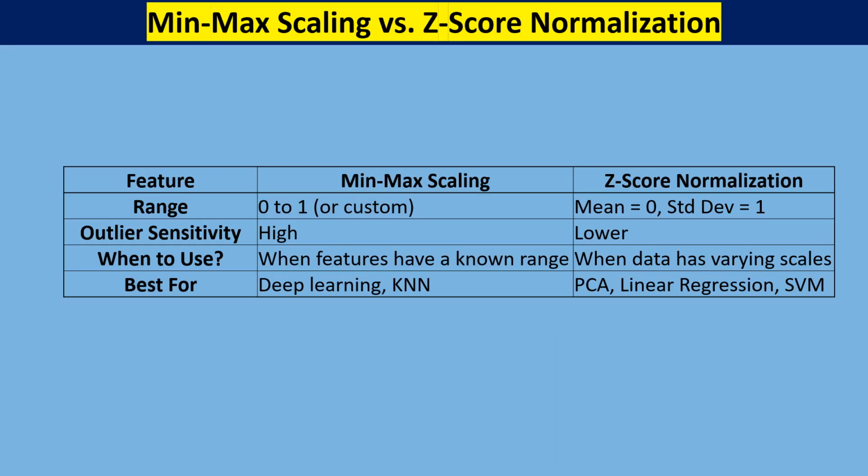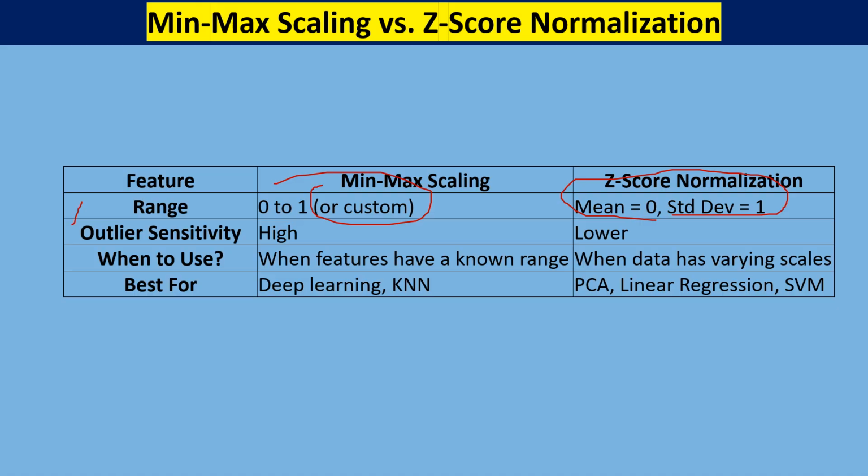Min-max scaling versus Z-score normalization. The features have different ranges. Min-max scaling transforms values into a fixed range, typically 0 to 1, which is useful when you need bounded values. Z-score normalization centers data around 0, making it useful for algorithms that assume a normal distribution.